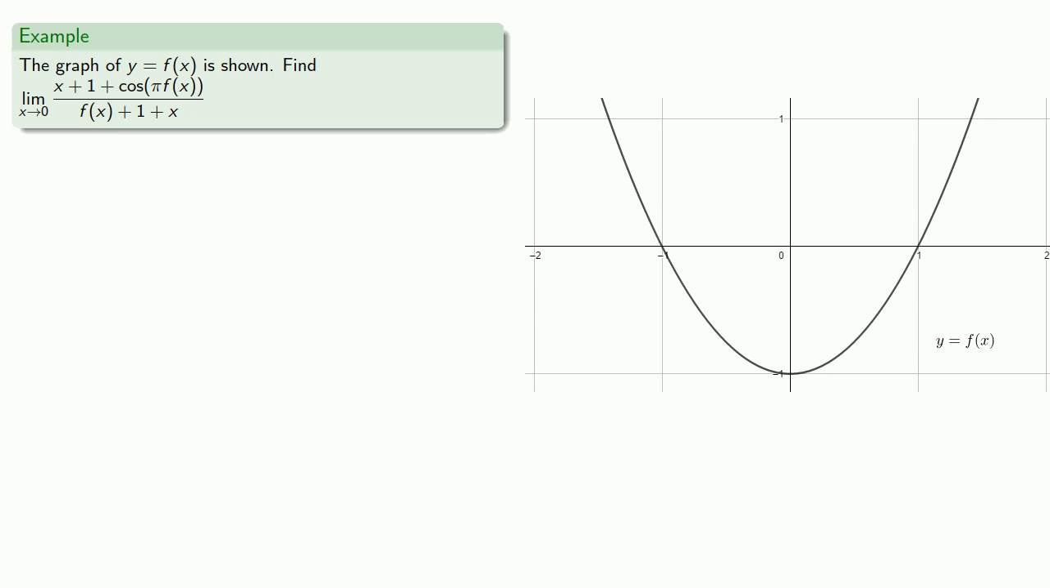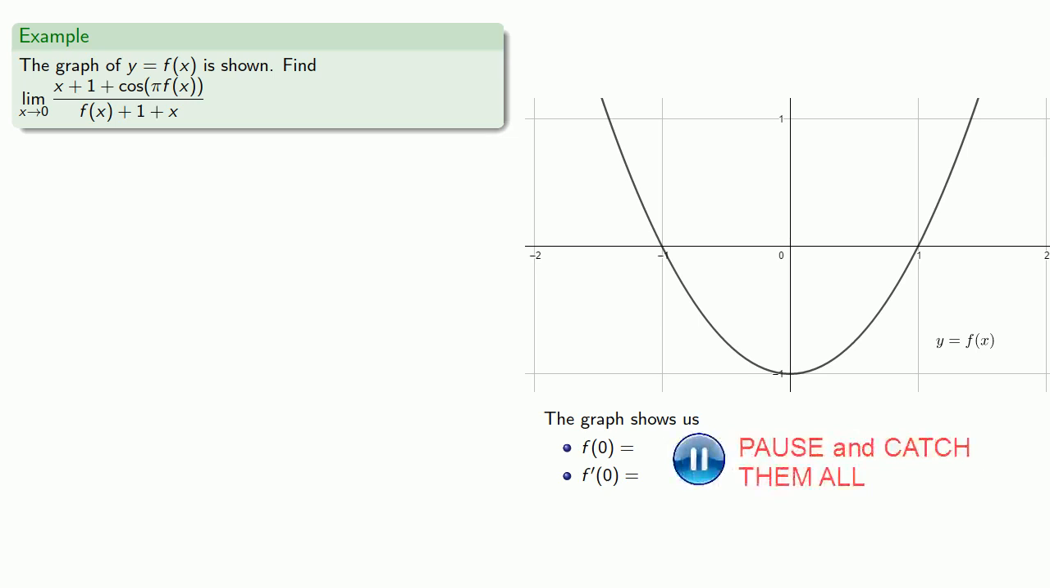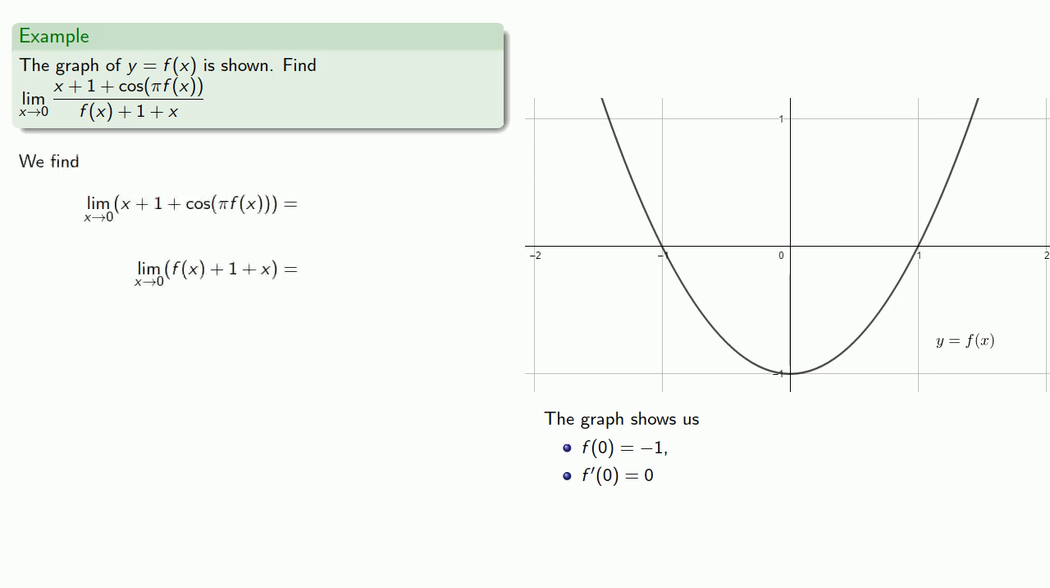And we can compose our functions. So let's say we have the graph of y equals f of x, and let's find the limit as x goes to 0 of this horrible mess. Now, since this is a graph of y equals f of x, we can read some information off the graph directly. So we're interested in what happens at x equals 0, and so we find f of 0 and f prime of 0, -1 and 0. And this allows us to find the limit of the numerator and the limit of the denominator.